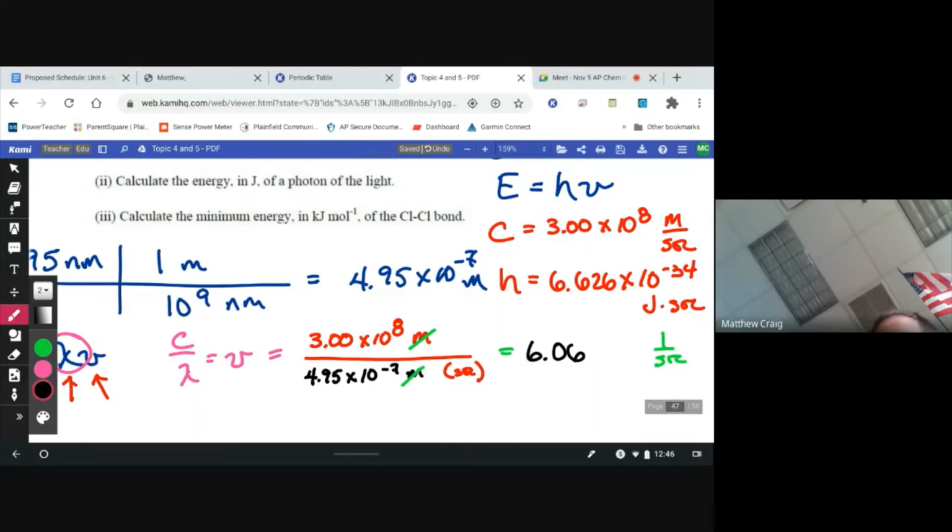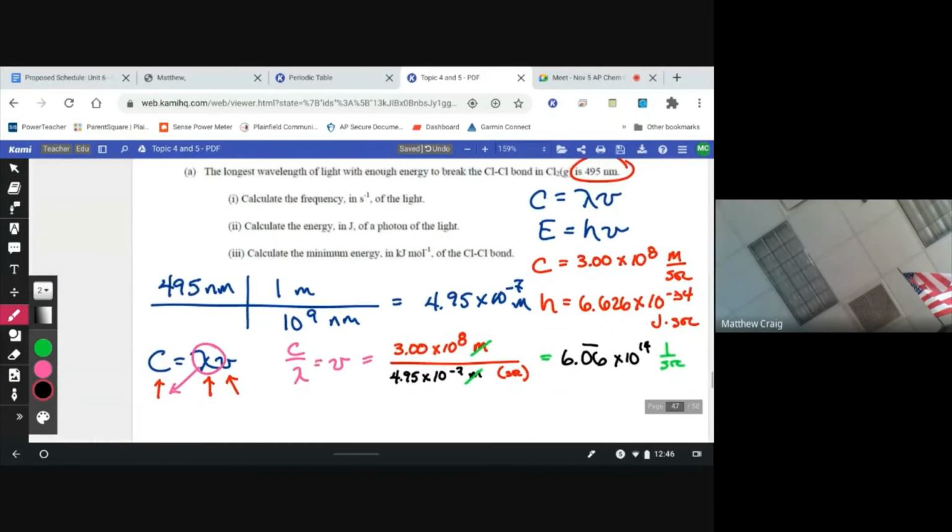I think it's 606 repeating. But you did it. You used the wrong number. Oh, I used the wrong number. You used 3, they used 2.998. Okay, I got that too, because I used 3. Nice. Now part B: calculate the energy.